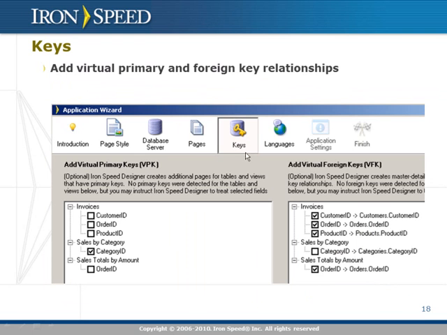The next thing is the keys. IronSpeed Designer will basically configure your application, search your database, and give you recommendations on virtual and foreign keys that you can pick. And for here, they've selected the customer ID, the order ID, and the product ID as foreign keys, and the category ID as a primary key.